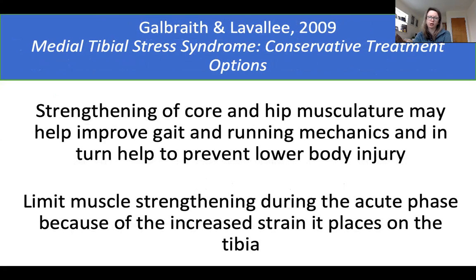Looking at strengthening: strengthening of the core and hip musculature may help improve gait and running mechanics to prevent lower body injury. It's not an end-all be-all, but it's definitely something that we should consider as clinicians, to ensure that patients are strong in the hip and the core so they can generally have better biomechanics. The study did note limiting strengthening during the acute phase, because of the strain it places on the tibia. It could potentially make a case worse and cause other issues.